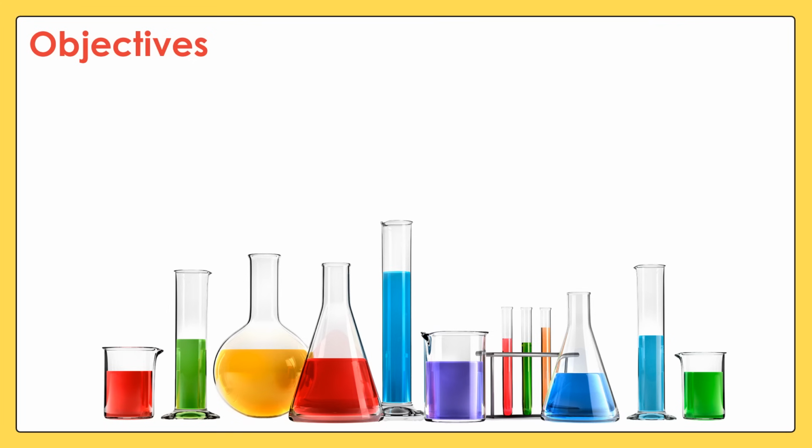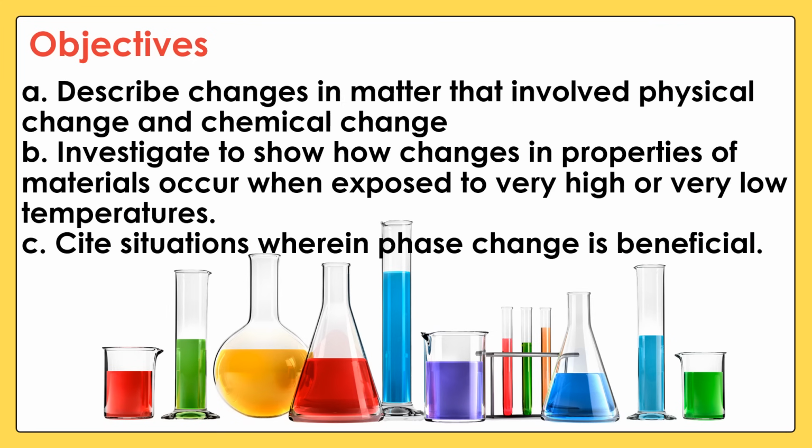Here are the objectives. A. Describe changes in matter that involve physical change and chemical change. B. Investigate to show how changes in properties of materials occur when exposed to very high or very low temperatures. C. Cite situations wherein phase change is beneficial.